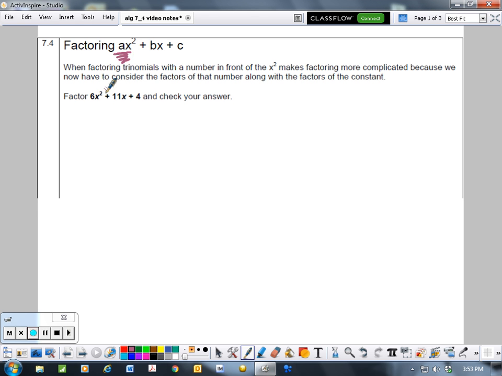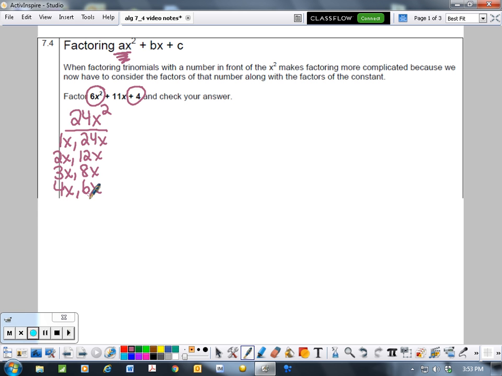This is exactly the same method. So what we do, we still multiply first times last. So 6x squared times 4 gives us 24x squared. We now make a list of all things that multiply to be 24x squared. So 1x and 24x, 2x and 12x, 3x and 8x, 6x and 4, oops, sorry, that should have been 4x and 6x because I should go numerically.